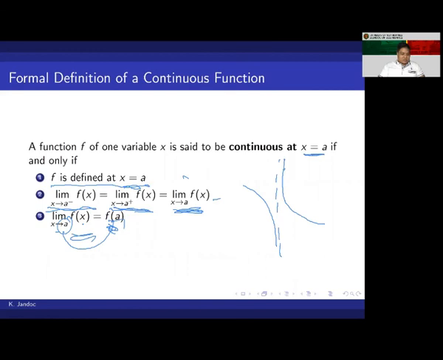An example would be the function f of x equals x. When you approach a value a, that limit should be equal to f of a. So when this holds, this function is continuous.